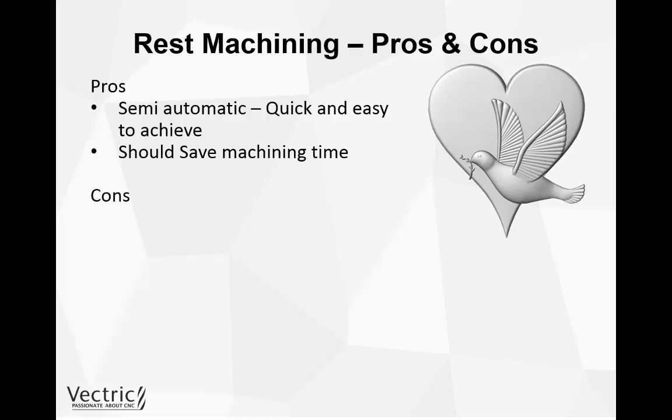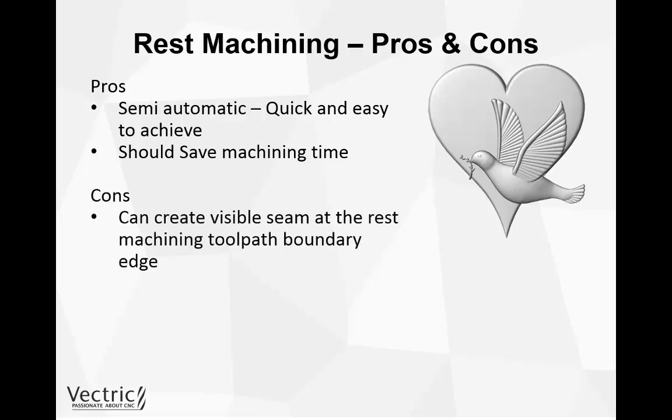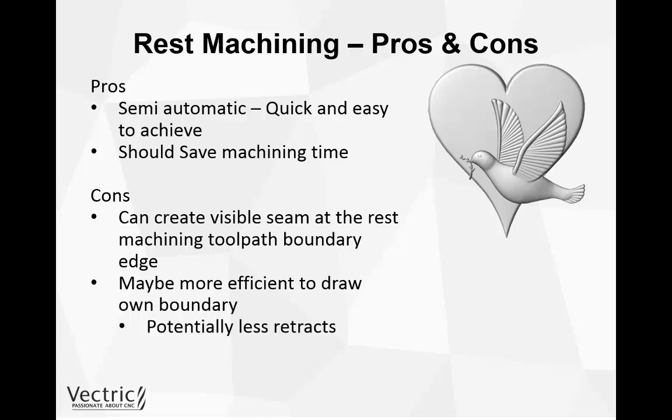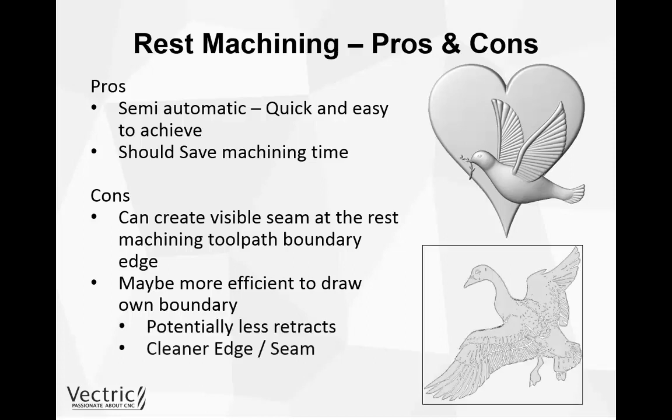Now the cons of using rest machining is the fact that we can actually create a visible seam at the rest machining toolpath boundary edge. So where the smaller tool meets the larger tool toolpath, we can sometimes get a visible seam between that, but you can just hand finish that, so it's not such a big worry. Another con of rest machining is that it may be more efficient to actually draw our own toolpath boundaries. This could potentially cause less retracts, and it could also give us a cleaner edge or seam between the two toolpaths.